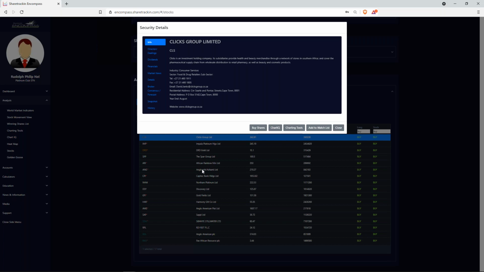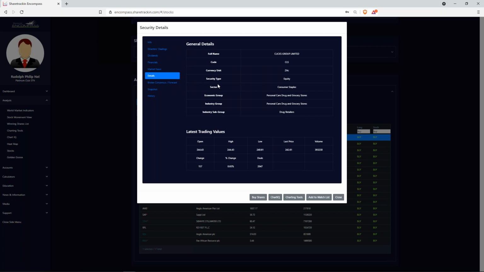All of these shares will have security details telling you a little bit more about the company, with the directors' dealings, what the directors are currently doing, the dividends that they're paying out, the financial statements for the last 3 years, the market news for the last while, and the details of the company. Details will give you general details, like the code, the currency unit, the security type, all the way down to industry subgroup.